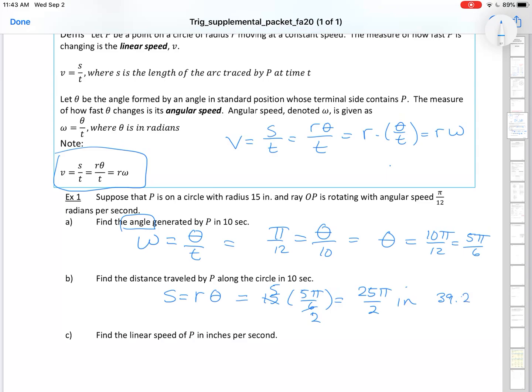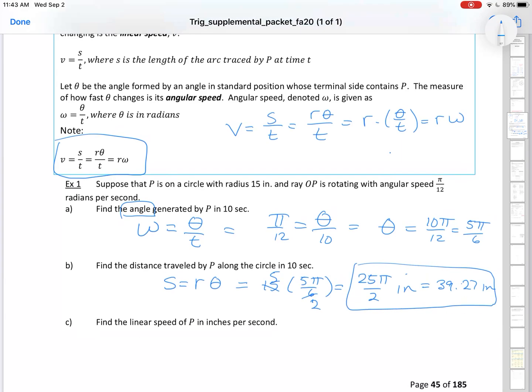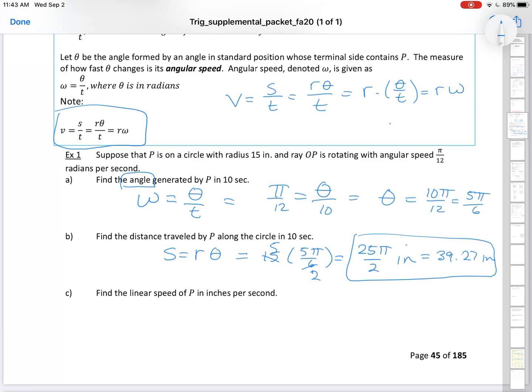I'll do 39.27 inches. It's way close to that, right? Both of those are the same. I would accept either one. Find the linear speed. Well, the linear speed is the velocity.